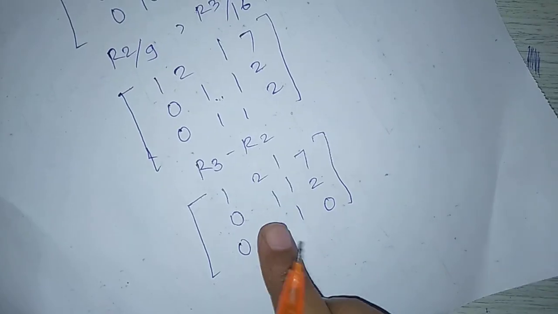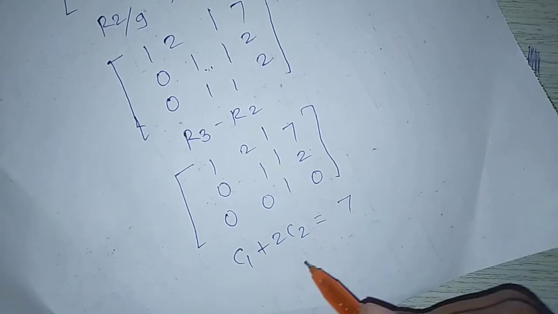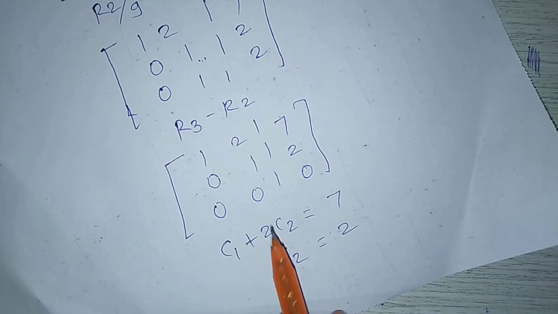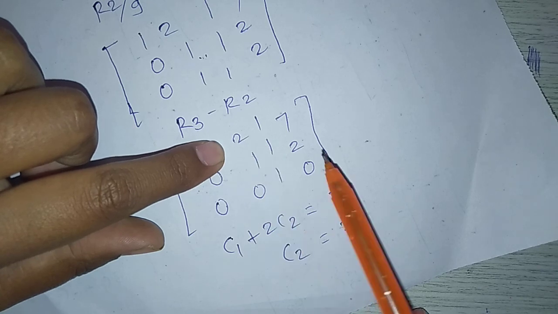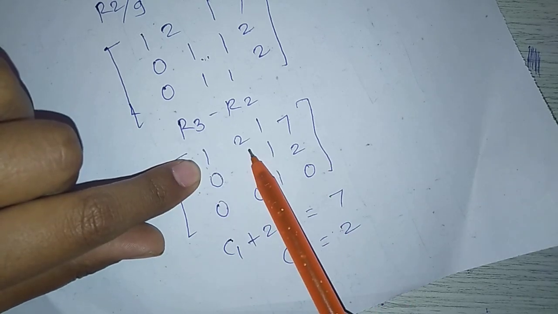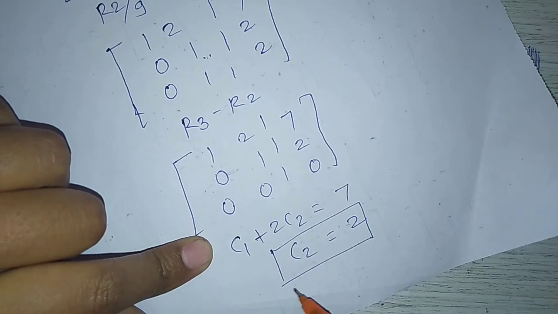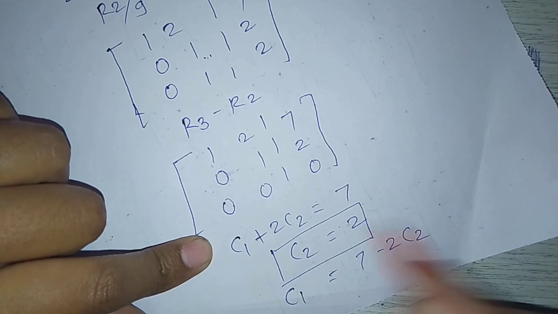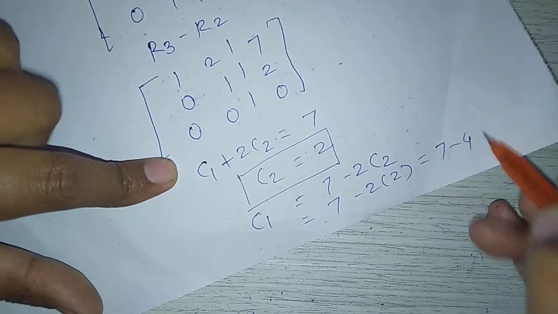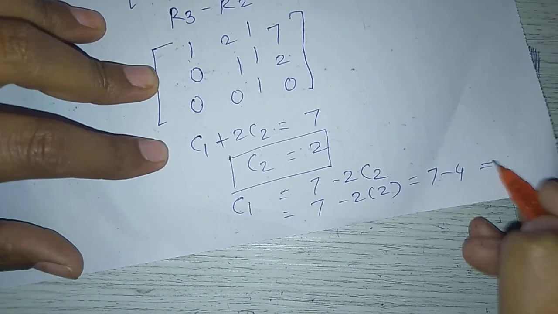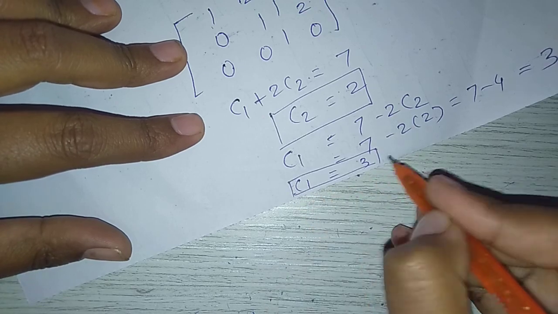So by using this matrix we get the system of equations C1 plus 2C2 equal to 7 and C2 equal to 2, because the first column is the coefficient of C1 and the second column is the coefficient of C2. C2 equal to 2, and C1 equal to 7 minus 2C2. By this equation we get 7 minus 2 into 2, equal to 7 minus 4, equal to 3. Therefore we get C1 equal to 3.